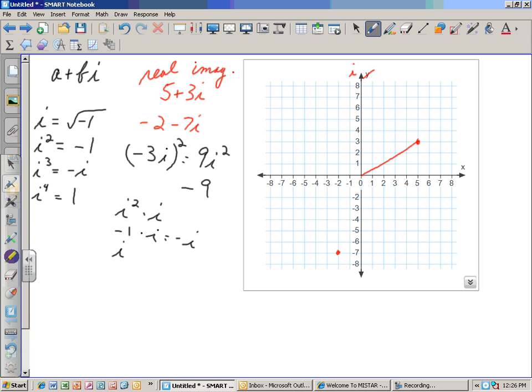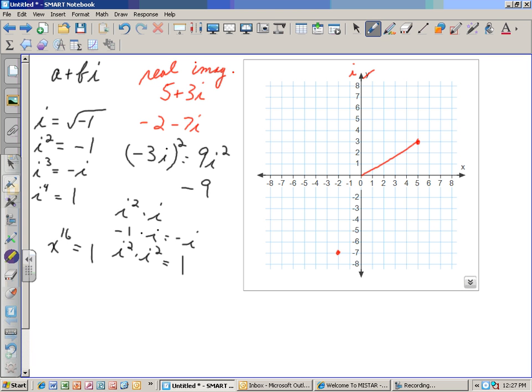Because you can think of it this way: i squared times i squared, negative 1 times negative 1, is a positive 1. These are the only values that we're going to get, no matter how high the exponent gets. For instance, what do you think i to the 16th would equal? 1, because it's i to the fourth times i to the fourth times i to the fourth times i to the fourth, or 1 times 1 times 1 times 1. As long as the exponent is divisible by 4, it equals 1.